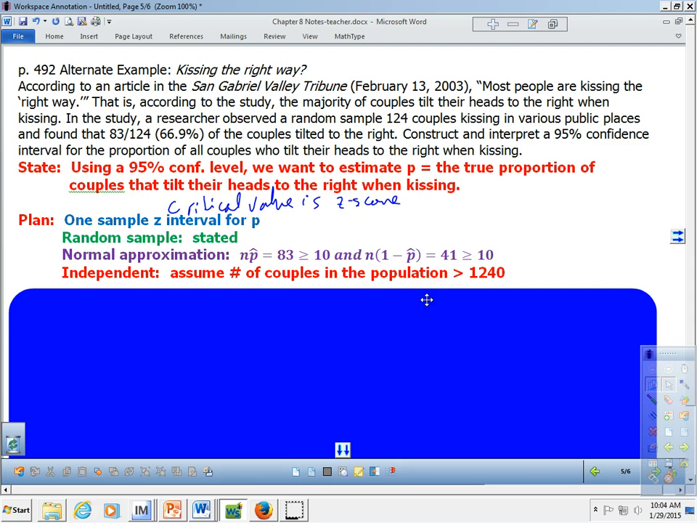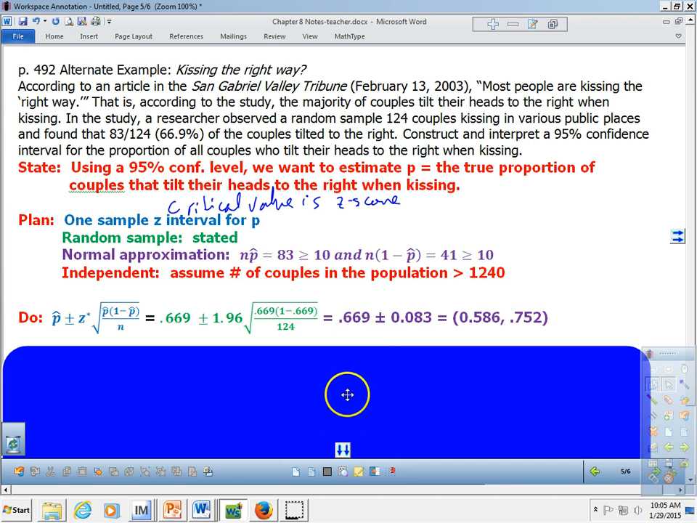And then independent. We want to make sure that each observation is independent of the other, so the probabilities do not change too much. So we need more than 1,240 couples to exist. And so that's going to be an assumption we make. We assume the number of couples in the population is more than 1,240. And I think that's probably pretty safe to assume. So everything's ready to go. We're ready to rock and roll here.